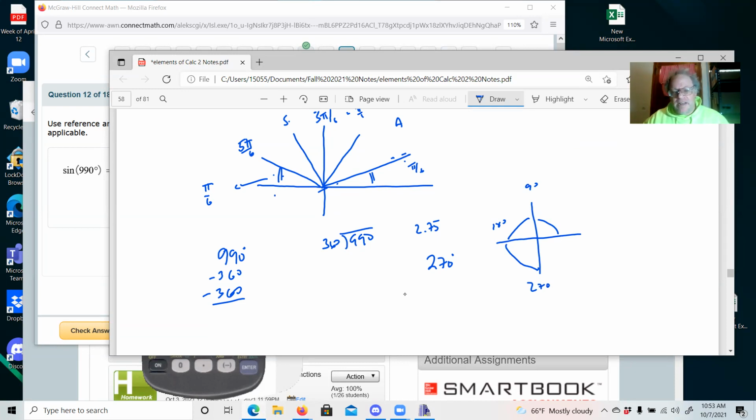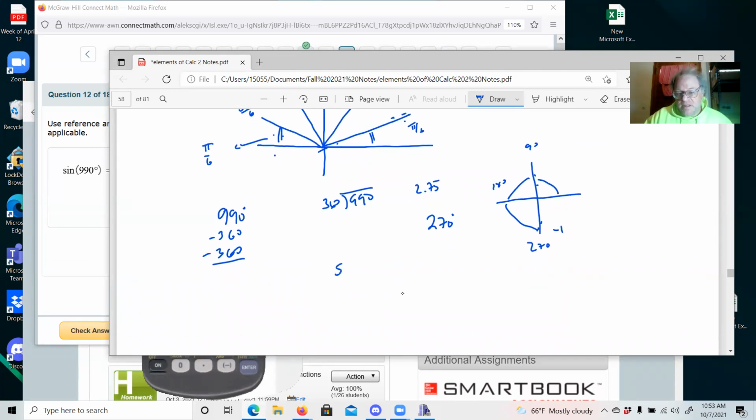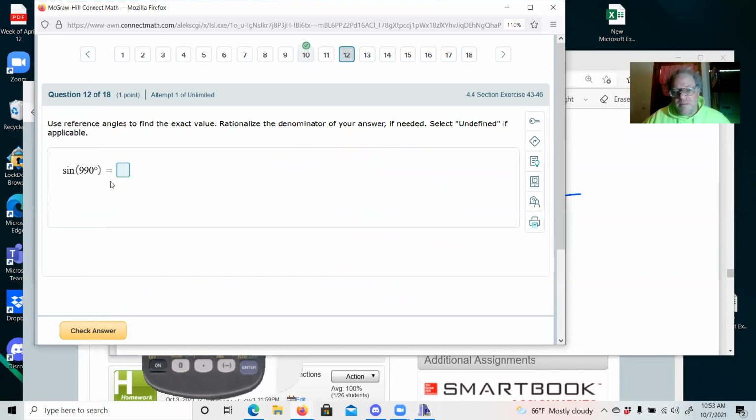What is the sine of this value down here, right? And it's on one of the axes, so it's either 0 or 1. Sine is measuring the y value, so it's 1 or negative 1. Okay, so sine of 990 is -1. All right. Vertical distance, that's all we're measuring with this. Okay, no rationalizing anything with this one.